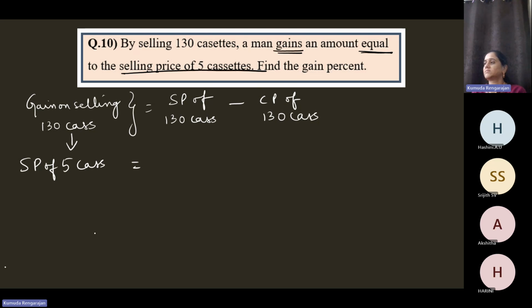Because 135 cannot be a profit, so we can only take 5. So he sells 130 cassettes and gets some amount, and he sells again 5 cassettes and gets the same amount.